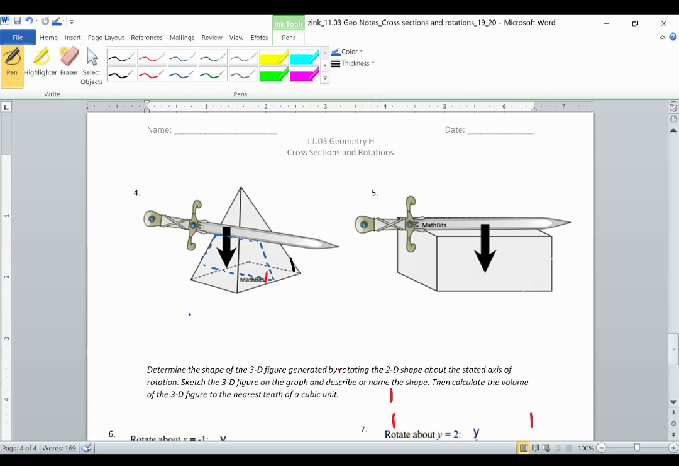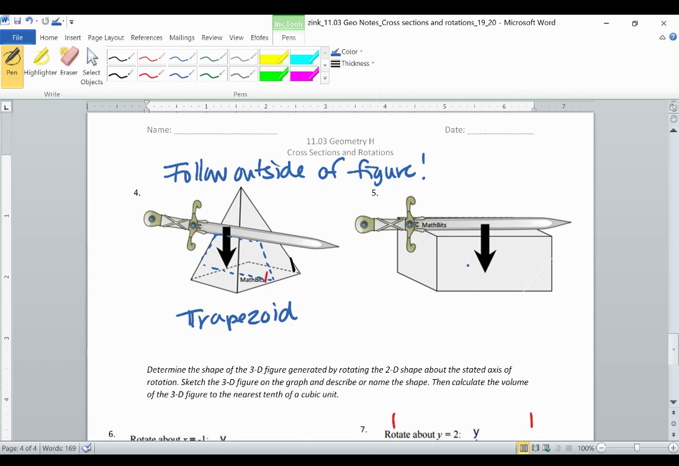And it's actually going to create a trapezoid. So again, follow the outside of the figure. And then this one here, hopefully, is a little bit easier. It's a rectangular prism, so we're just dropping it down. And so that will end up being a rectangle.